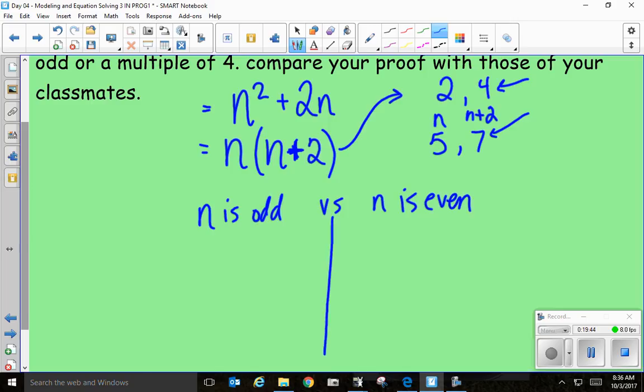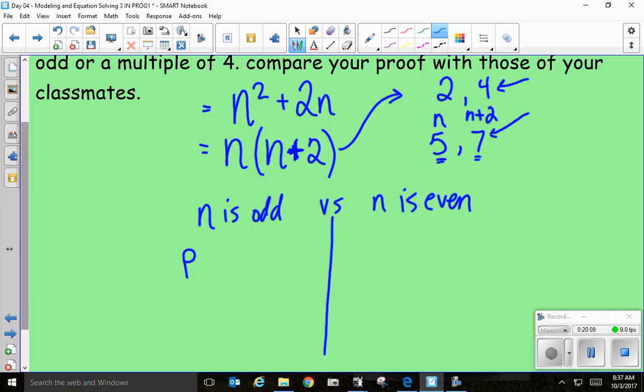If n is odd, what is the product of 2 consecutive odd numbers? What is 5 times 7? 35. Is that odd? Yes, it is. Pick another 2 consecutive odd numbers. 9 and 11. What's 9 times 11? Is that odd? Yes. So, I got one.